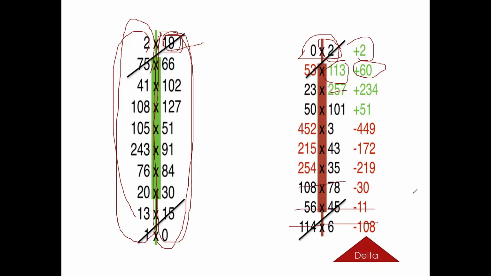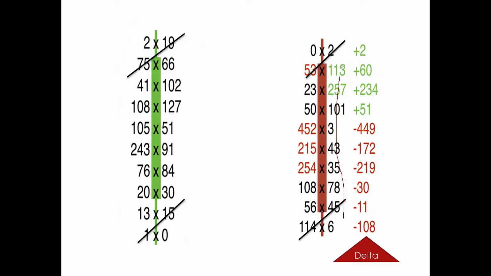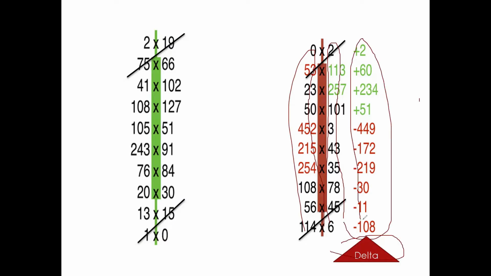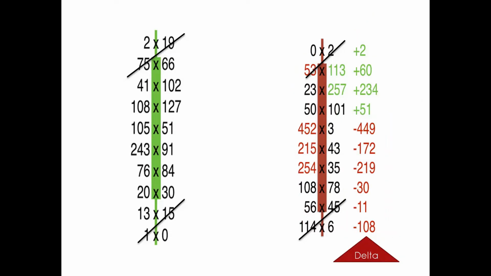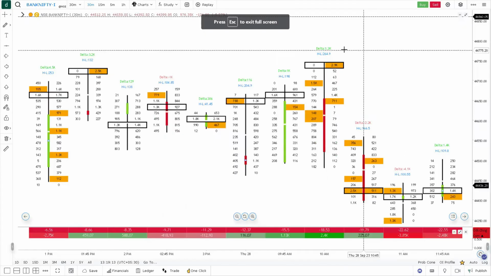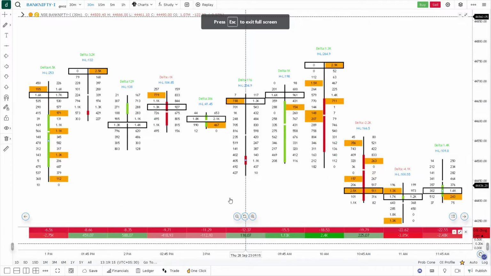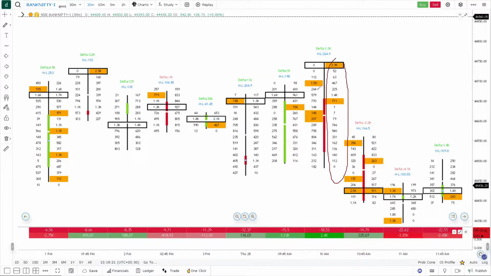So what happens in a normal chart? If you add all the right side and all the left side, you will get a figure. Whatever the delta you are looking at, this delta is nothing but the right side and the left side, add everything, and whatever the net difference is, this is the delta.